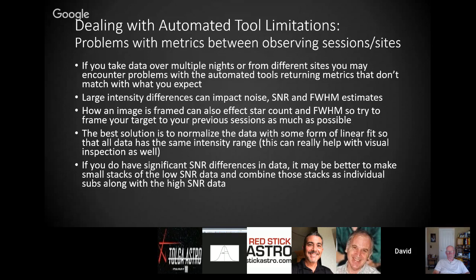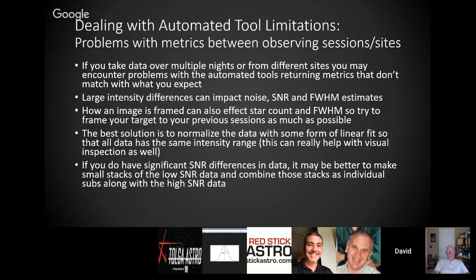If you do have significant signal-to-noise ratio differences in your data, it may be better to actually make small stacks of the low signal-to-noise ratio data, and then combine those as individual subs along with the high signal-to-noise ratio data. So, for example, I took 10 frames from a dark site, and then I came home. They were all 10 minutes or something like that, and I came home and I took 90 images from my light polluted area. I might take stacks of 8 of those, combine those, register, combine, do everything I need to do, and then treat those as a single sub in my larger stack, right?